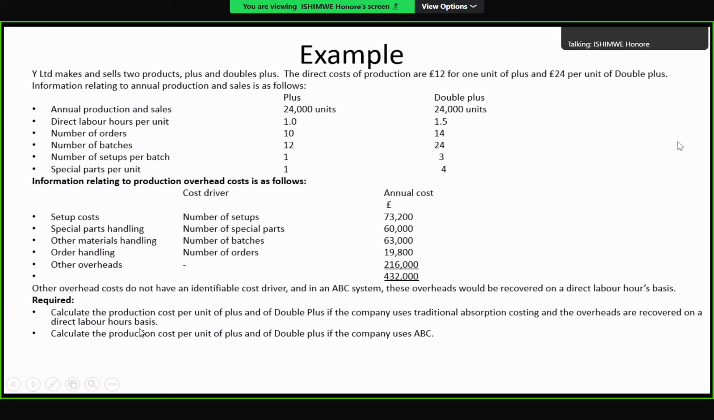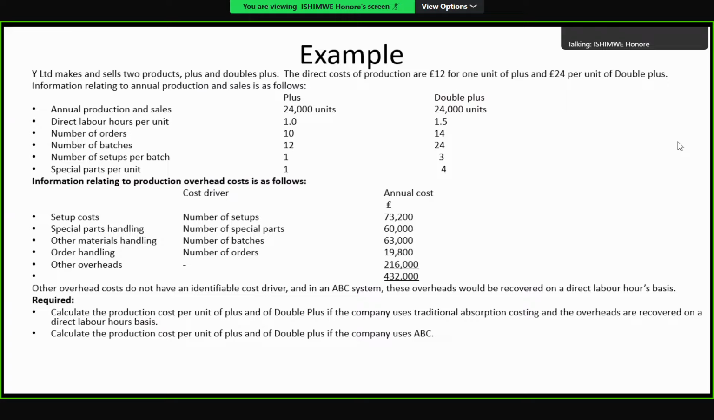Now, the examiner told us what to use when doing traditional absorption costing. But if they are silent, and they say calculate the production cost per unit of Plus and of Double Plus if the company uses traditional absorption costing and stop there, you are 100% allowed to use direct labor hours. In the traditional way, they allocated overhead depending on the labor hours people take to finish their task, because it was labor intensive.